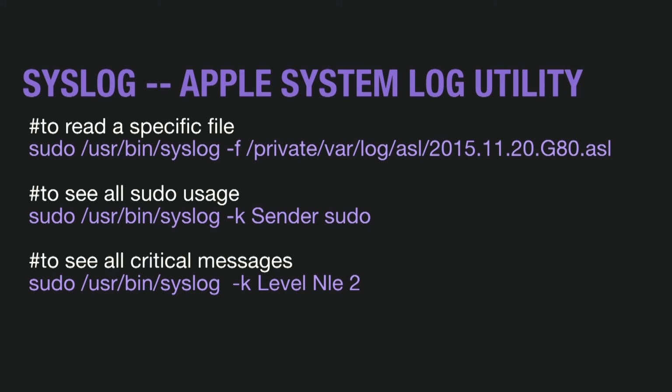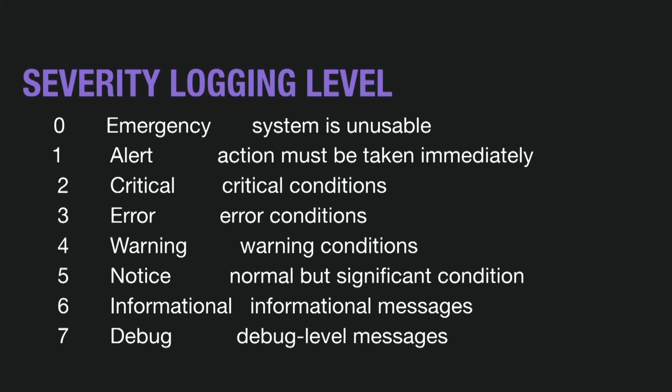Or if you want to filter based on the severity of the message, if you only want to see errors or alerts or emergency messages, we can use this bottom example where we're going to do the -k Level N LE 2. That'll show us critical messages. Now, if you wanted to see something else, this is the general severity logging level. You can type in any of these numbers, we placed it at 2. If you wanted to see alerts, you would just put 1 instead of the 2. You can also just put in alert or critical. It'll take either one. Generally, you'll see it with the number instead.